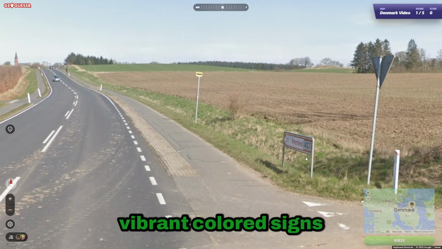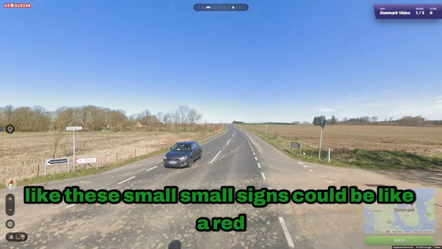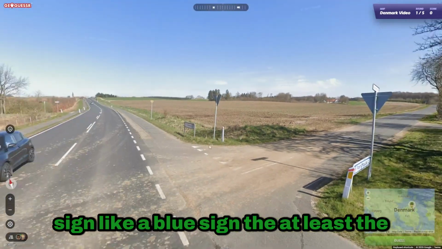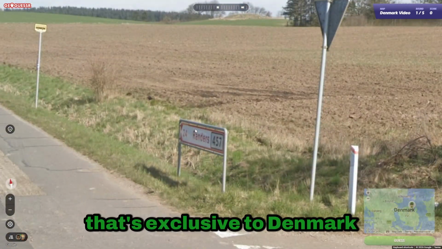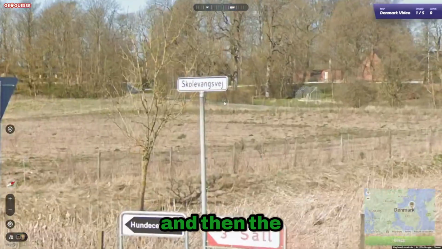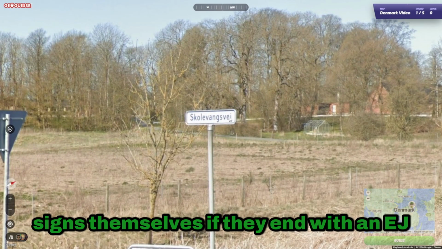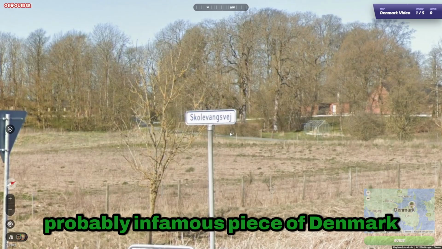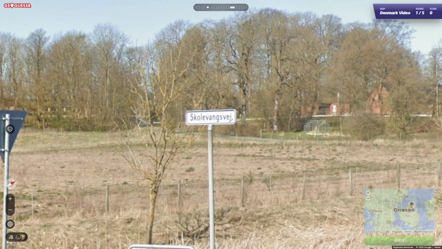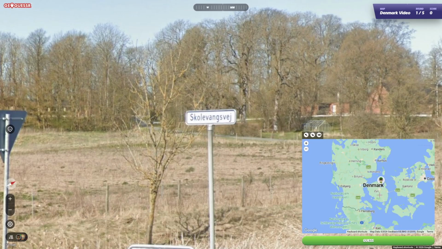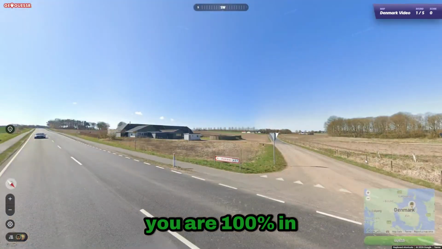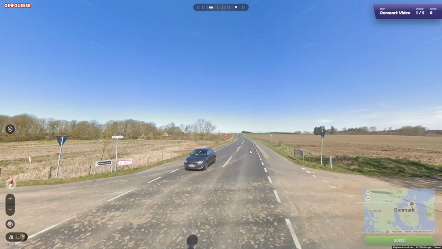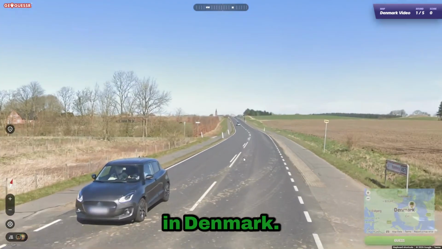Also, these very vibrant colored signs, these small signs, could be a red sign, a blue sign. At least the outer bits, that's exclusive to Denmark. And then the signs themselves, if they end with an EJ, this is probably the most infamous piece of Denmark information to know. If you ever see something that ends with EJ, you are 100% in Denmark. That's just guaranteed.